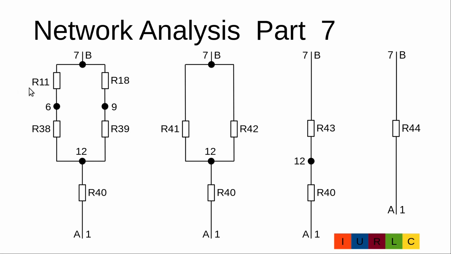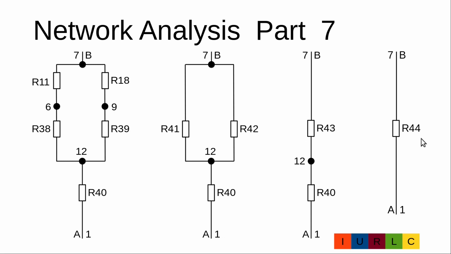The serial resistors R11 and R38 will be combined to R41. The serial resistors R18 and R39 will be combined to the resistor R42. The two parallel resistors R41 and R42 will be combined to R43. The serial connection of R40 and R43 will be combined to R44.